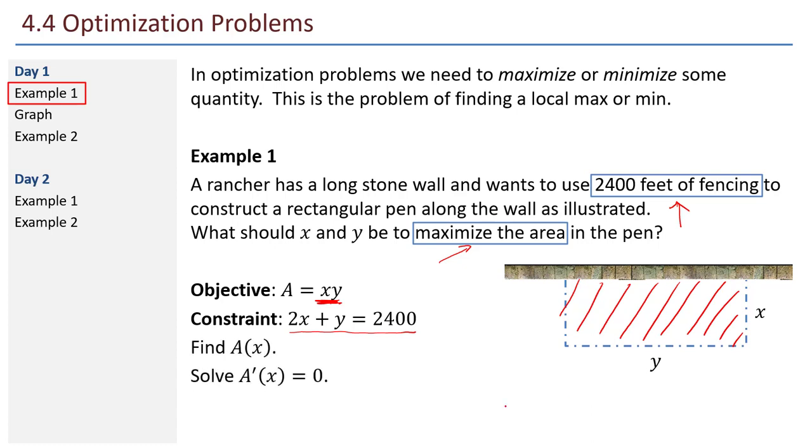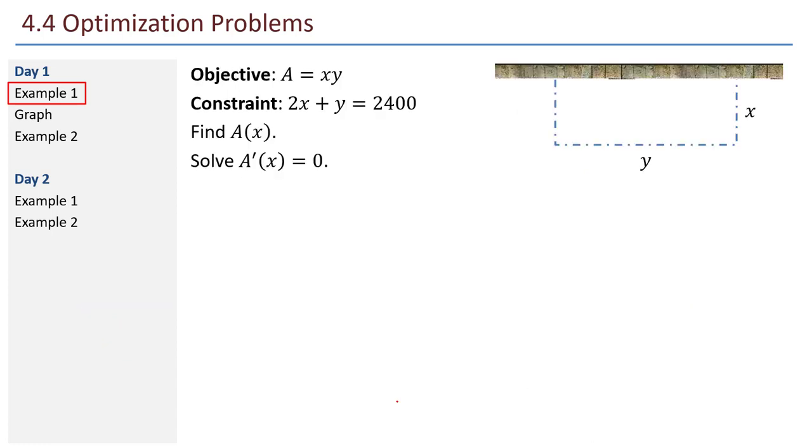Find A of x. Take this objective function and express it as a function in only one variable, the variable x. Then solve A prime of x equals 0. Take that first derivative and figure out where that first derivative is equal to 0. Where the first derivative is equal to 0, that's where the function is maximized. Okay, let's give this a try.